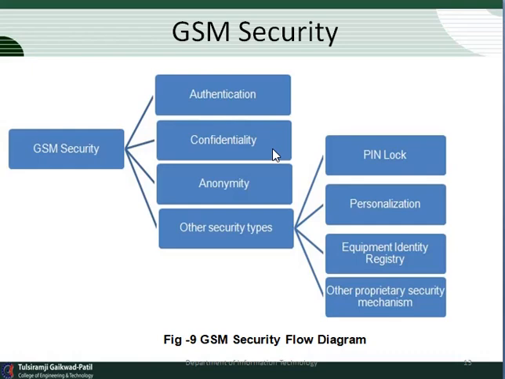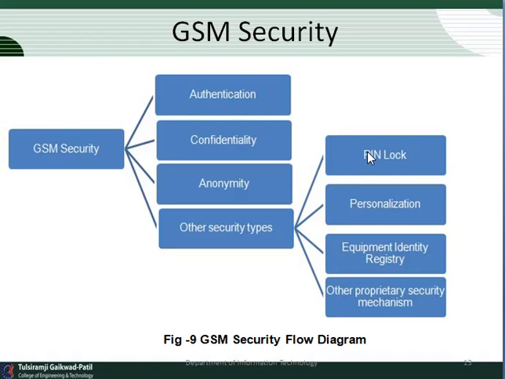After that, anonymity. What is anonymity? Anonymity means that when a hacker or a third person is trying to access your information, at the time of accessing that confidential information, that user is not allowed to access it. So we are providing a number of security phenomena or security attributes for the person. After that, other security types.